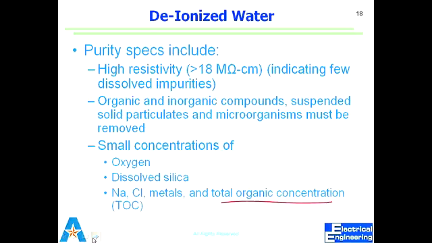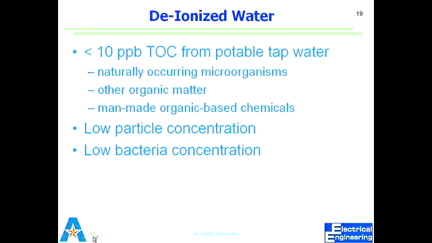High resistivity. All organic and inorganic suspended solid particles and microorganisms should be removed. There are gases in there you want to remove: oxygen, silica, metals. What we call TOC, total organic carbon. And there are specific numbers that it has to be below. So a whole lot of processing has to be done on the water. We want less than 10 parts per billion of TOC.